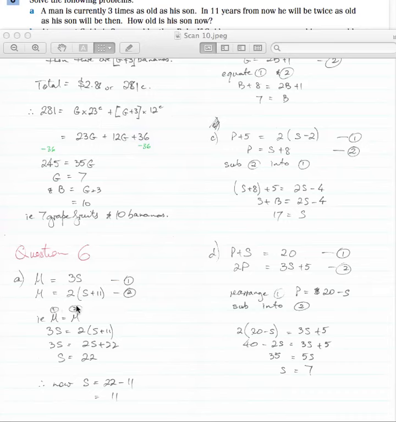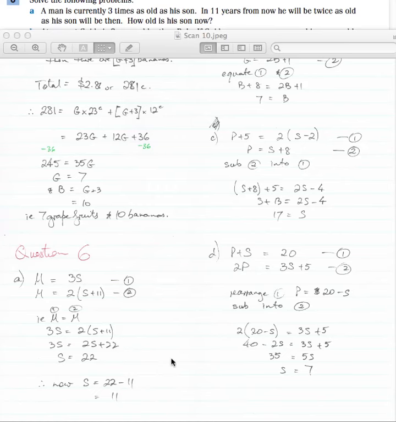So from equation 1 and equation 2, I'm going to equate the right-hand side of these two equations because there's an M and there's an M. So by equating these two things, I get 3S equals that statement. I expand and I get 22. Now the trick with this particular question is that that is the son's age. Now, going back to the question up here, that's the son's age in 11 years' time. So we need to subtract 11 to get back to today, and the answer is 11.